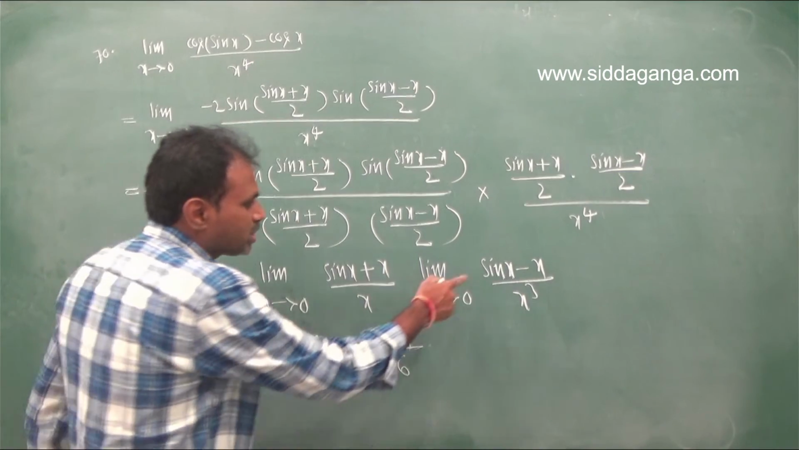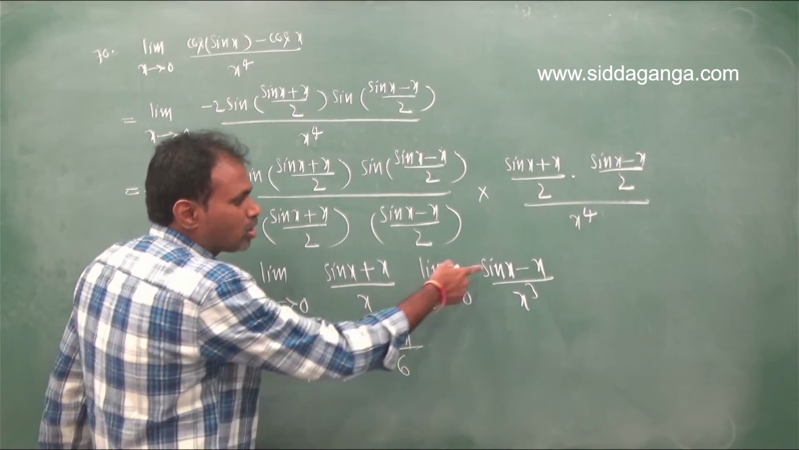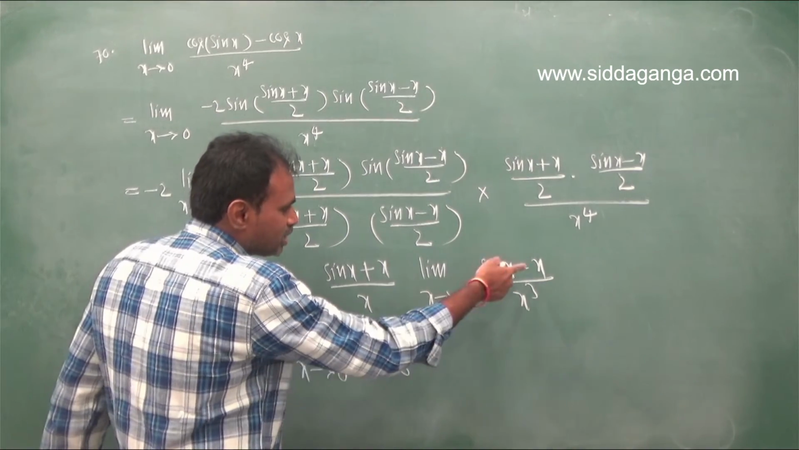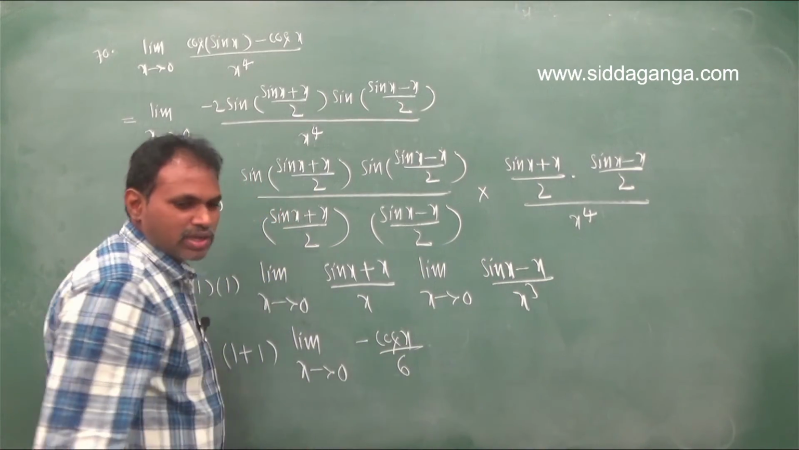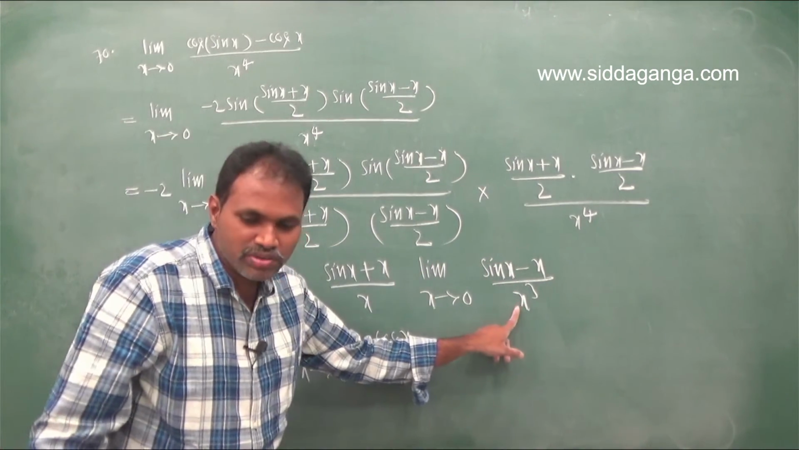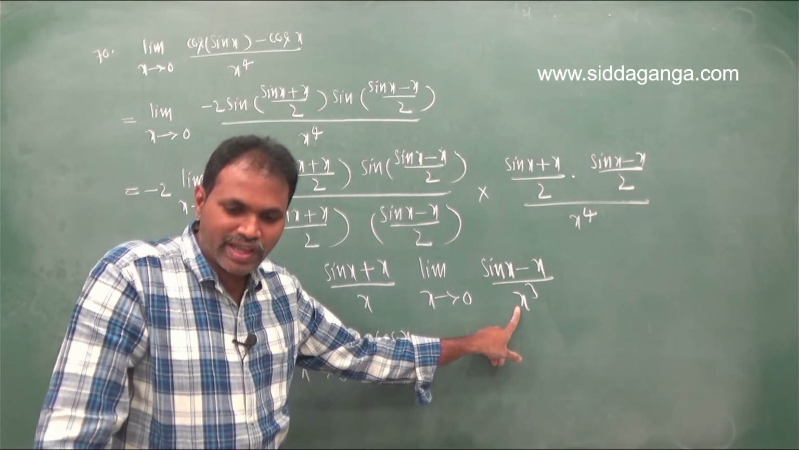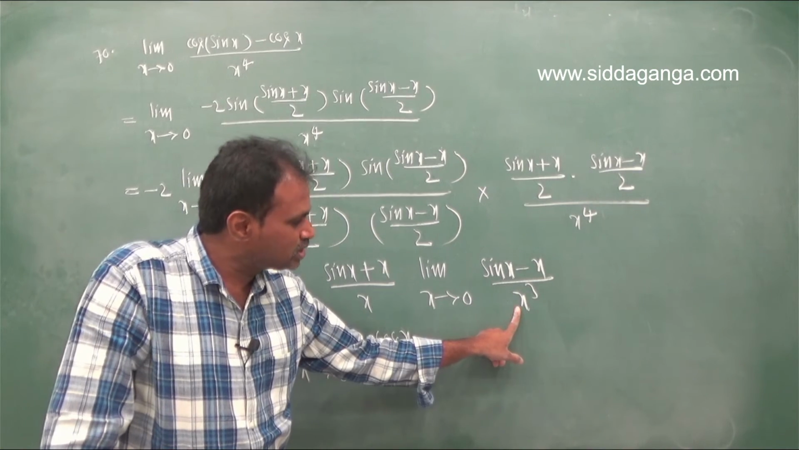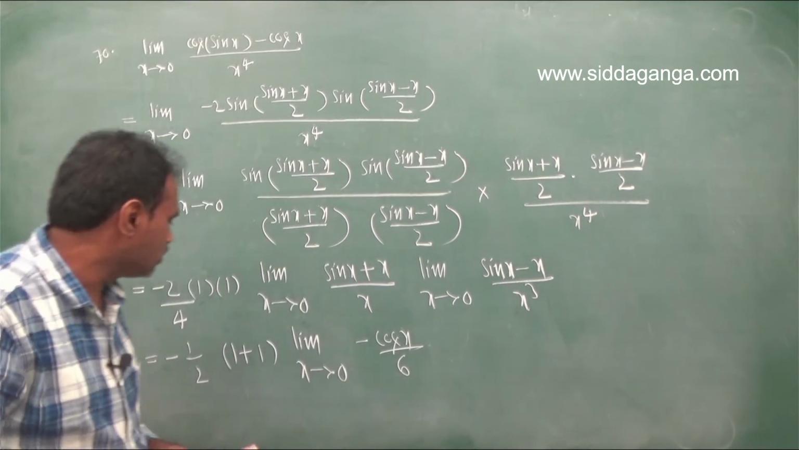Therefore here you observe sin x minus x derivative is cos x minus 1. Again cos x minus 1 derivative is minus sin x, derivative is again minus cos x. Now x cube derivative is 3x square. Again derivative is 6x. Again 6x derivative is 6.